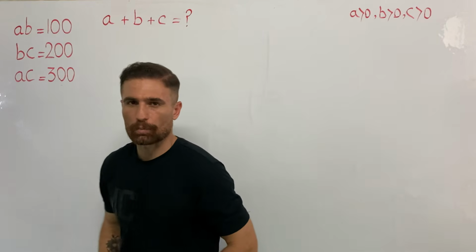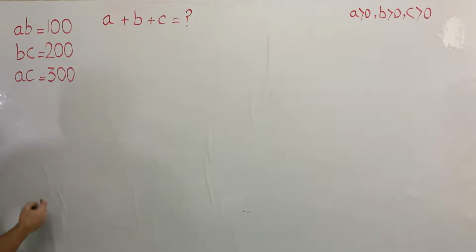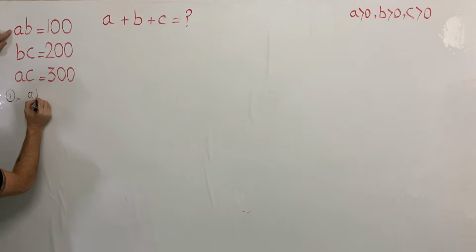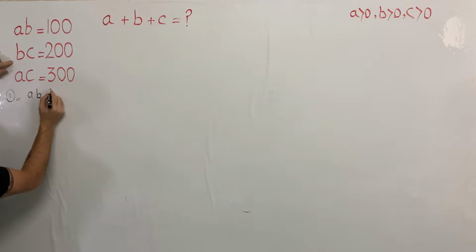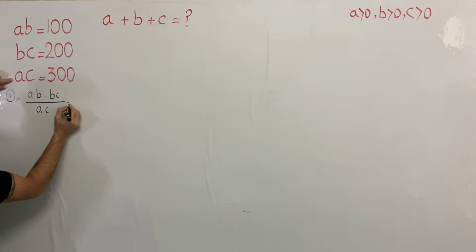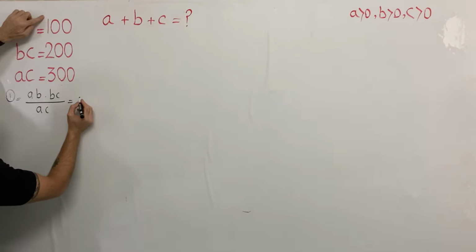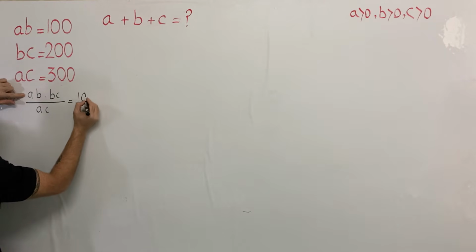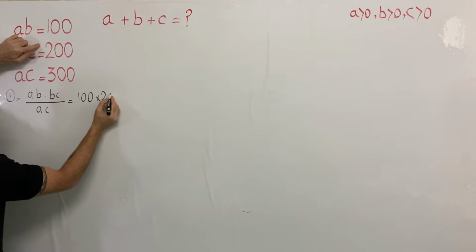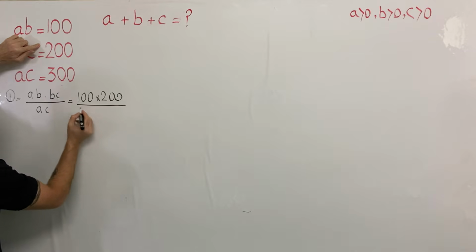I'm going to start my solution by writing equation 1, that is AB times BC over AC. This is the left side. Right side: 100, the value of AB, times the value of BC, 200, over 300.